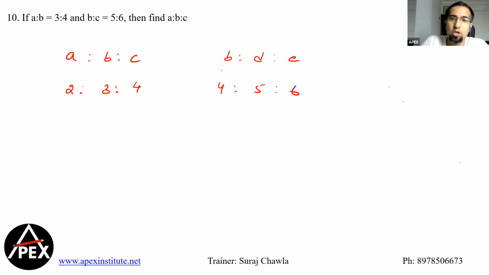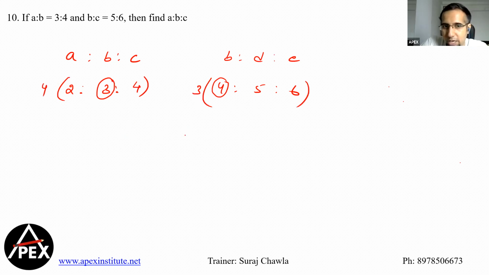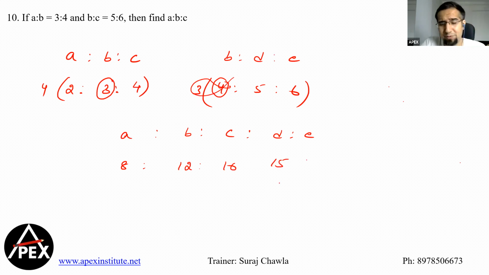Right. Now, remember B is repeating here, so you have to make B numerically the same. So 3 and 4, the LCM is 12. Multiply all the 3 terms with 4 and multiply all the 3 terms with 3. So A is to B is to C is to D is to E will be 8 is to 12 is to 16, already 12, don't worry, 15 is to 18. Perfect. You guys are perfectly right.